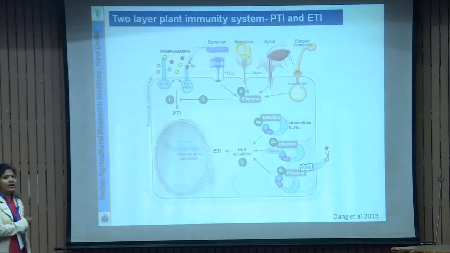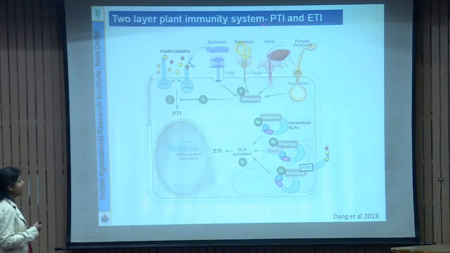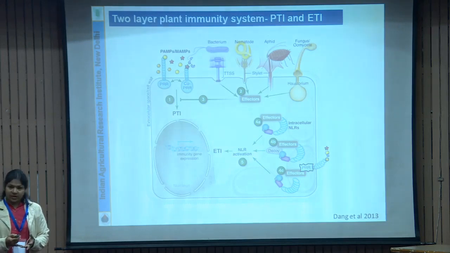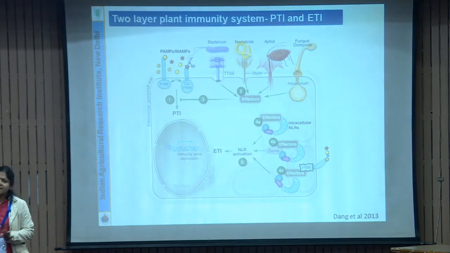This could be made clearer from this picture, where it is now well established that whenever a plant is being invaded by a pathogen, a two-layer immunity system, PTI and ETI, that is pathogen triggered immunity and effector triggered immunity, happens. This is now well established in the case of plant immunity. What is it? The first layer of immunity is PTI, that is pathogen triggered immunity.